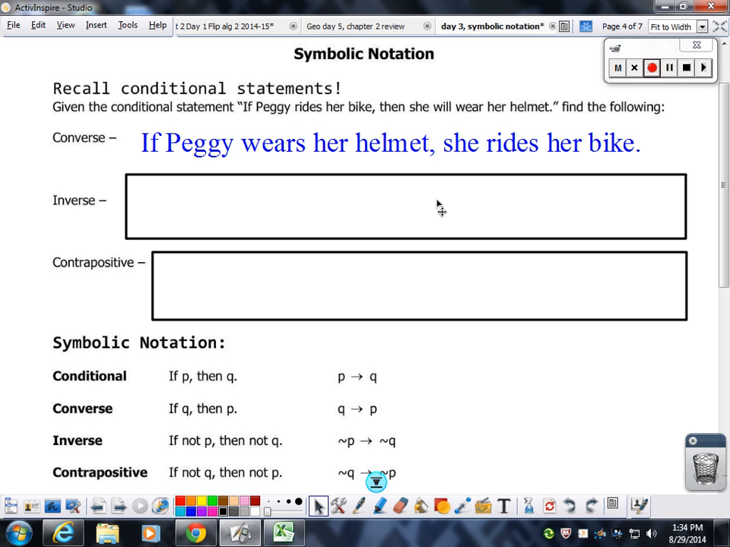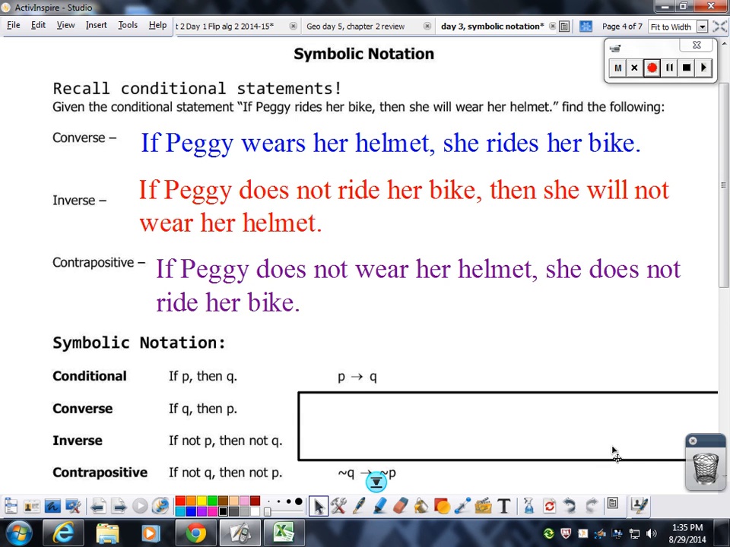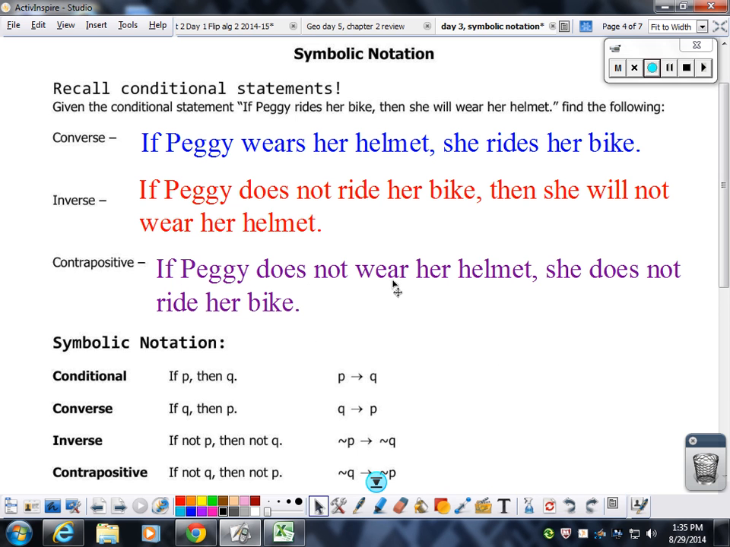The inverse of that statement, we're going to negate the original hypothesis and conclusion and get, if Peggy does not ride her bike, then she will not wear her helmet. And for the contrapositive, again, you want to flip and negate, and you'll be left with, if Peggy does not wear her helmet, then she does not ride her bike.